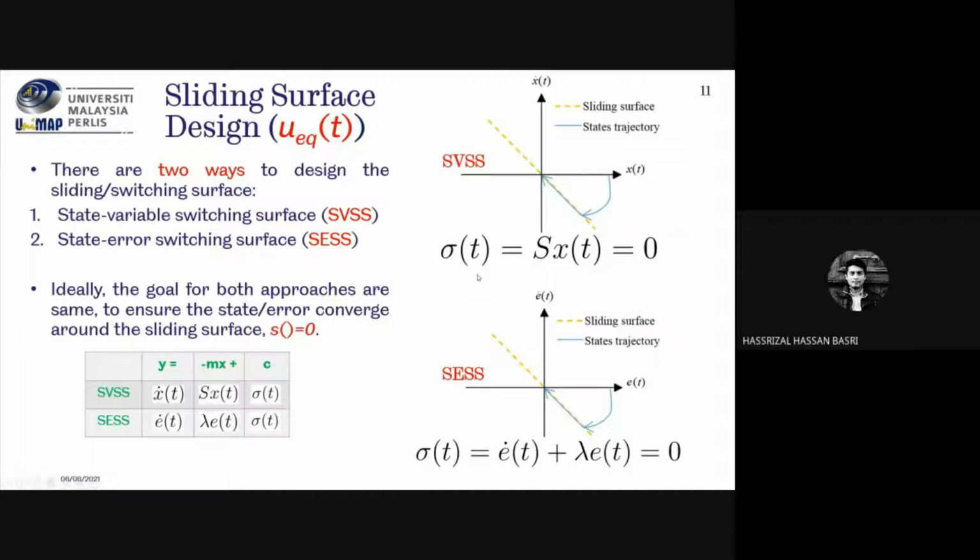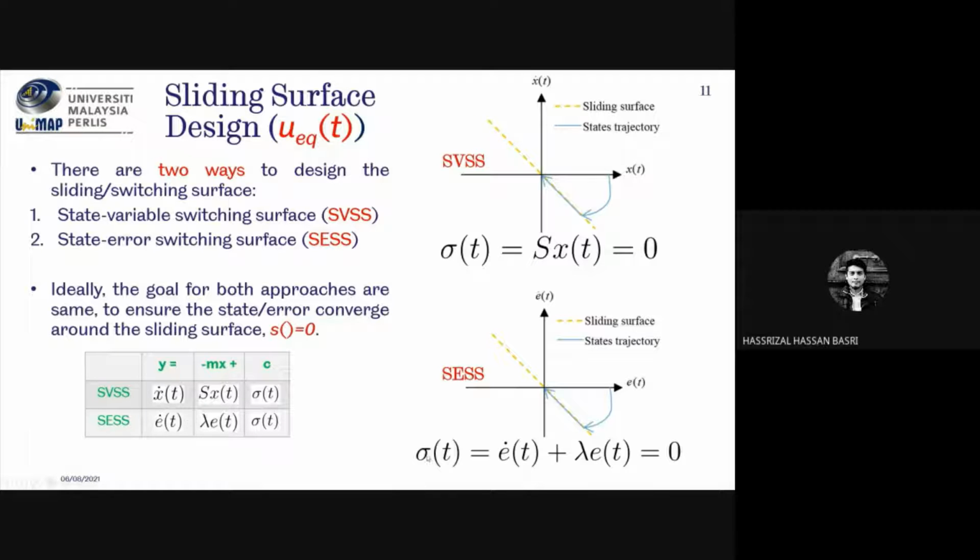Okay, so how do we want to change the slope? We just tune the s and lambda values only. So this is how we make sure the transition response becomes slower or faster, by tuning the s and lambda values.